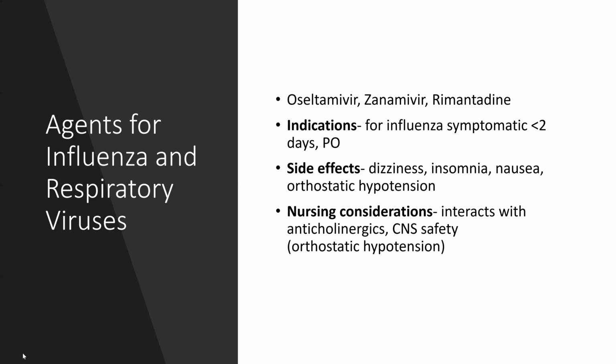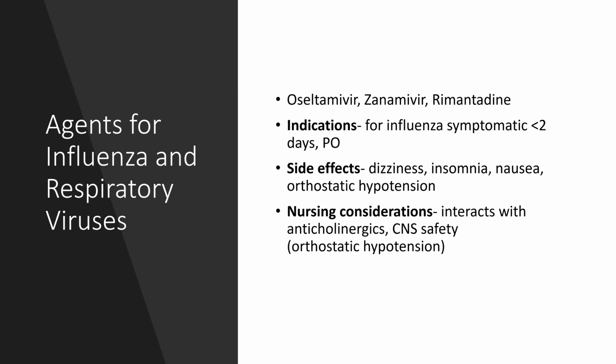So we're going to start with agents for influenza and respiratory viruses. So that's going to be your zanamivir and rimantadine. Indications would be for influenza that is symptomatic for less than 2 days, and it's given by mouth. Side effects, you might see dizziness, insomnia, nausea, and some orthostatic hypotension. A nursing consideration is that these interact with anticholinergics, so you do want to check with the provider if they're on an anticholinergic and being prescribed any of these antivirals.